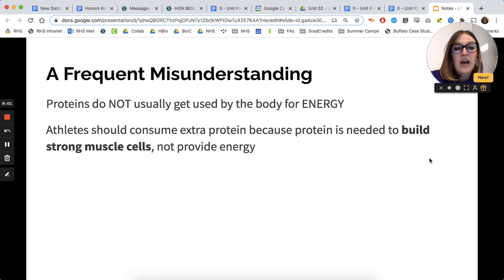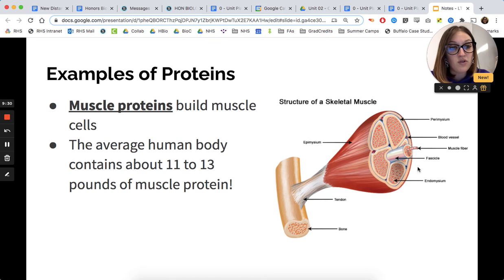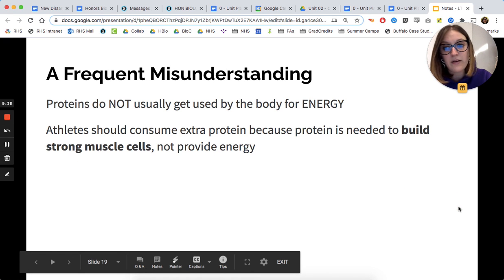I need to clarify a frequent misunderstanding about proteins. A lot of my athletes associate protein with energy source, and that is not true. Eating a diet full of protein does not give you energy. The molecules we're learning about that do give energy are carbohydrate sugars or lipid fats. But your body does not use protein as a source of energy. The reason why athletes should have diets rich in protein is because, as we mentioned, protein is used to build strong cells, like strong muscles, but it does not provide energy. So just wanted to make sure I emphasized that here.